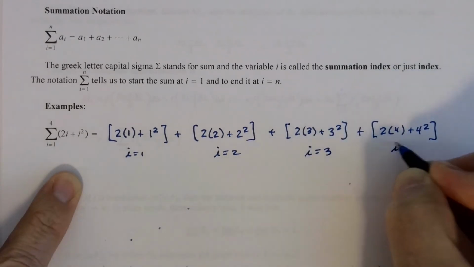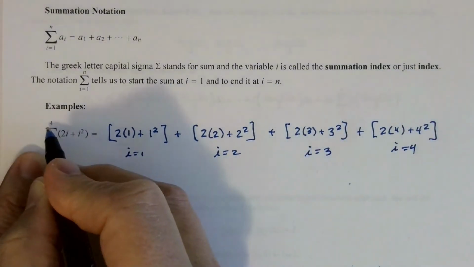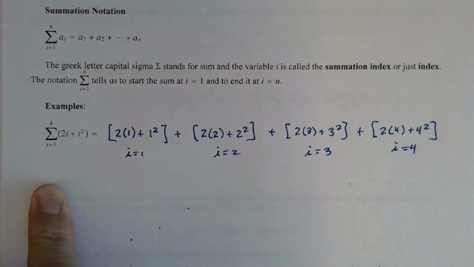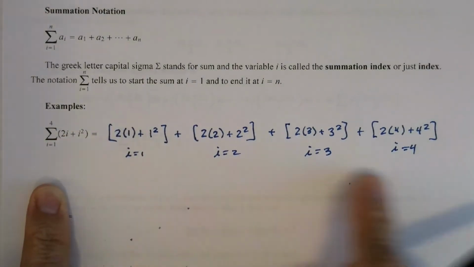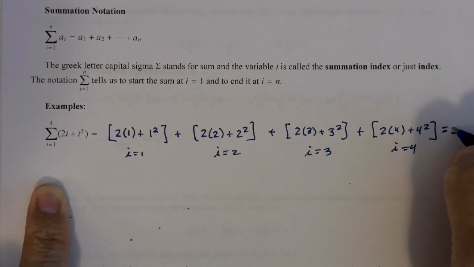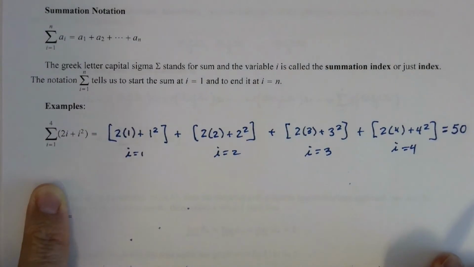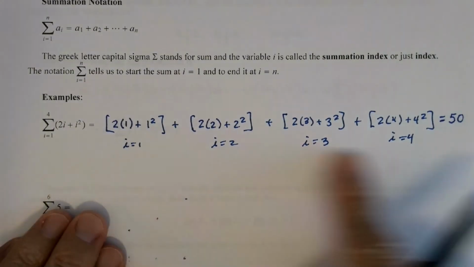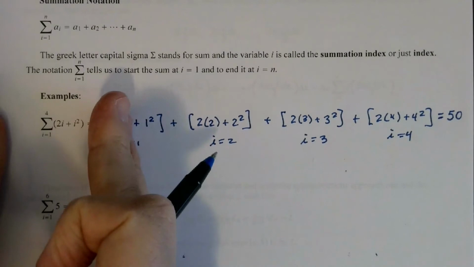And I stop there because why? Because this number tells me where to stop. So I always increment by 1, and we just evaluate these things, and then we add them all up, right? If you do that, I'll let you do the math. You should get 50. Okay, so that sum is 50. So that's how we use summation notation, to write this long sum in a more compact way.